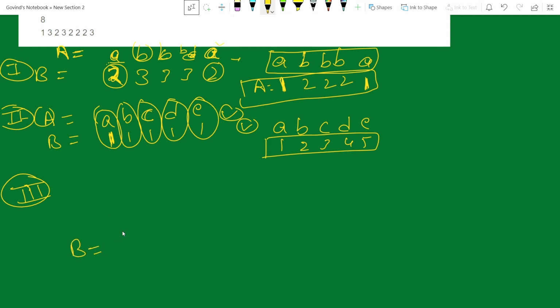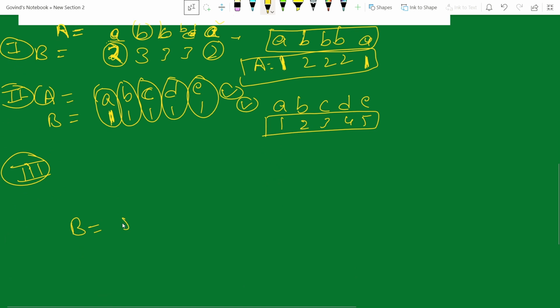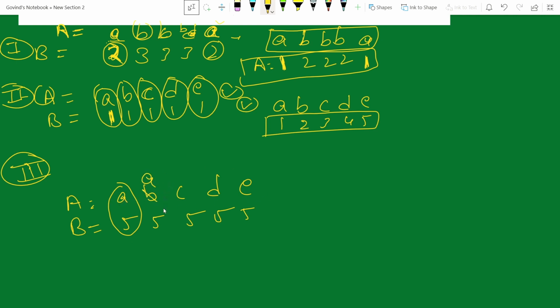Like B is 5 5 5 5 5. Now we can put A as A, B, C, D, E. Now I need A should be occurring 5 times, but A is only occurring one time. So we put B also as A because its frequency is also 5.